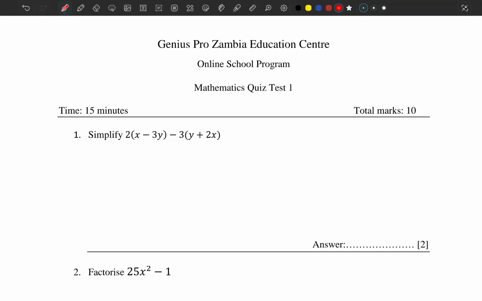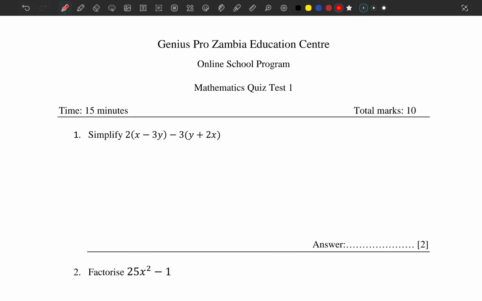Welcome to this video. We are going to look at the mathematics quiz test 1 on the track simple test which my student did, and let's just do some revision here. All right, simplify. There are only 3 questions by the way. Simplify 2x minus 3y close, then open negative 3 open y plus 2x then close.